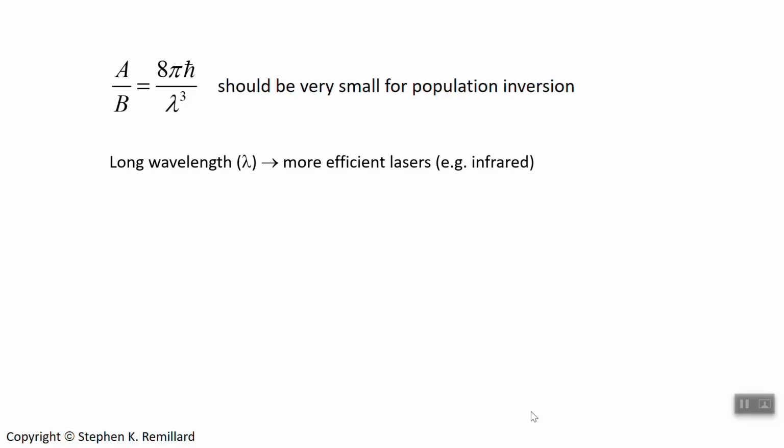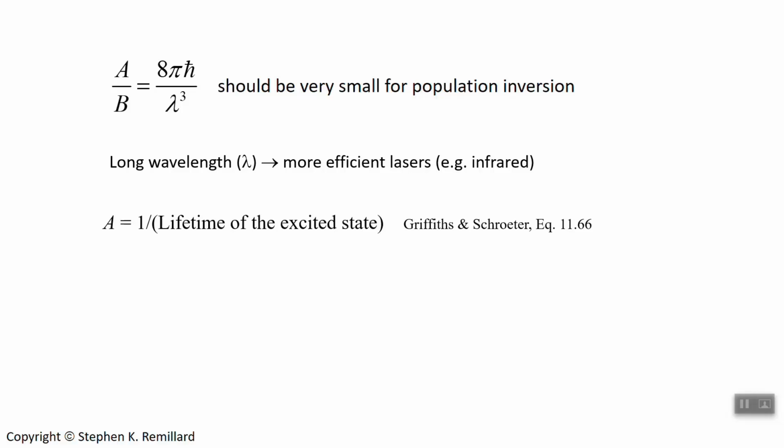But how do we get a small A over B? For starters, you need a long wavelength. Long wavelength lasers are more efficient. Infrared and visible are pretty efficient. But when you get to these really short wavelengths, then it becomes much more difficult to have an efficient laser. I've seen some fairly efficient diode lasers in the near infrared. When you start to get to like ultraviolet, yeah, that's a much more challenging proposition.